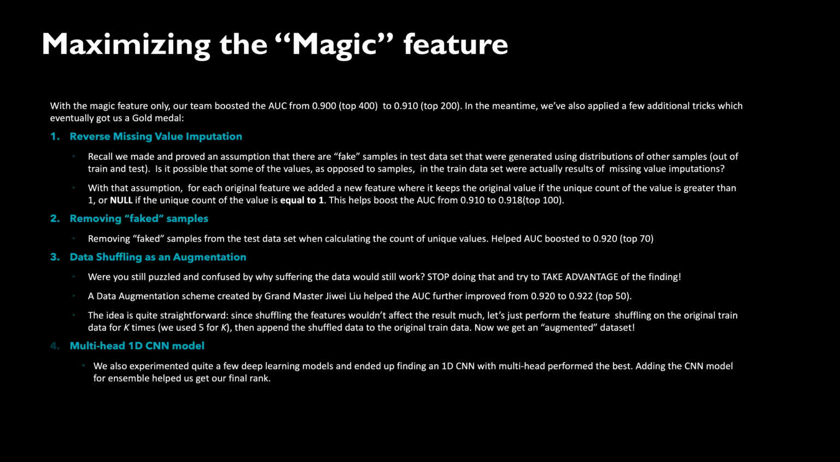The idea is quite straightforward. If randomly shuffling the data works, let's just randomly shuffle it again and again and again. Let's say randomly shuffling the data 5 times, and then we append the shuffled data to the original data and use the augmented data to retrain the model, right? So we end up having more samples to train the model, and we know that more data will make the model better, right? He just used this simple approach, and that gave us a further boost.